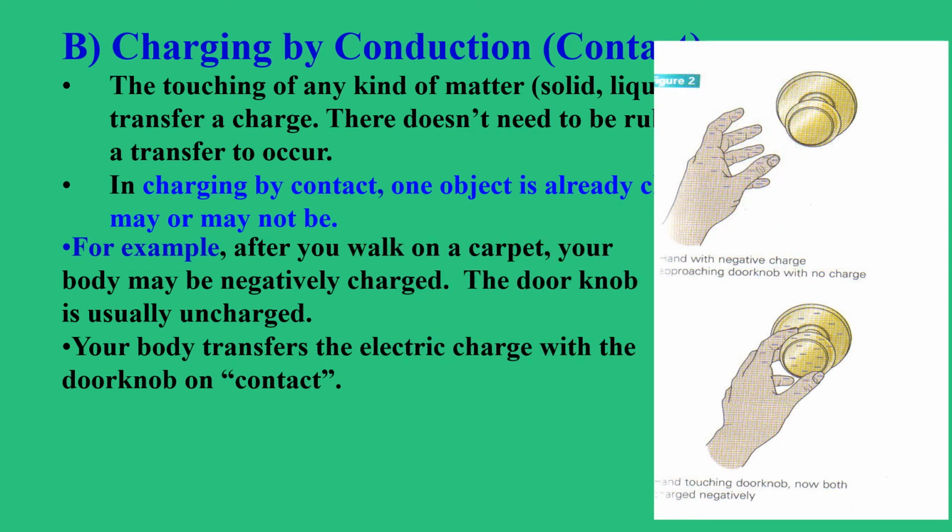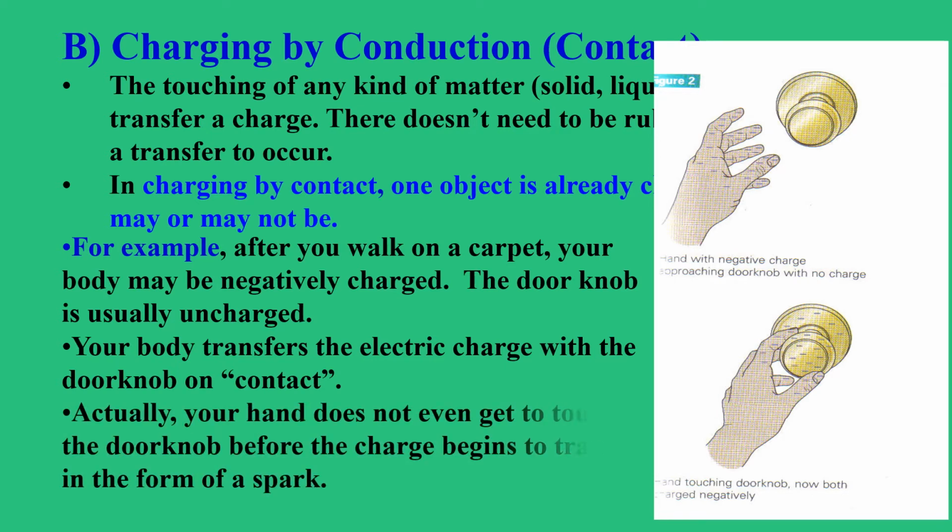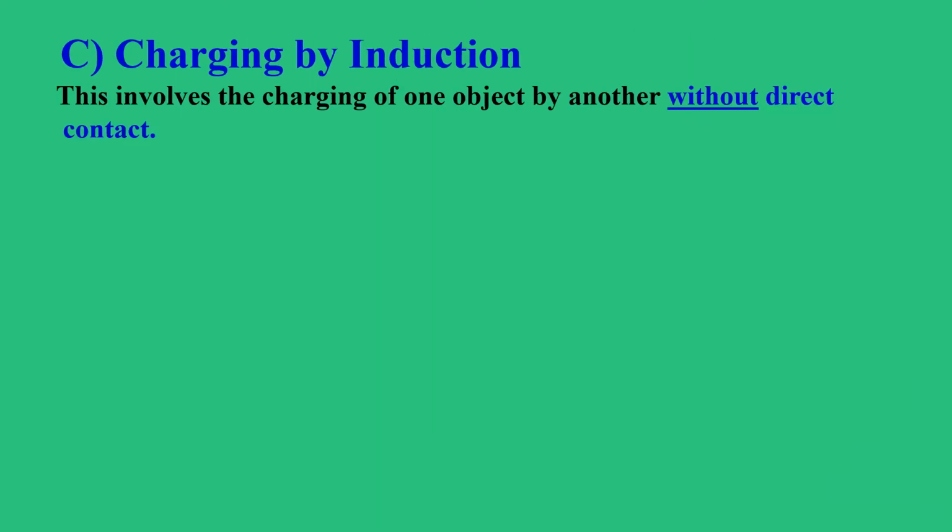For example, after you walk on a carpet, your body may be negatively charged. The doorknob is usually uncharged. Your body transfers the electric charge with the doorknob on contact. Actually, your hand does not even get to touch the doorknob before the charge begins to transfer in the form of a spark.